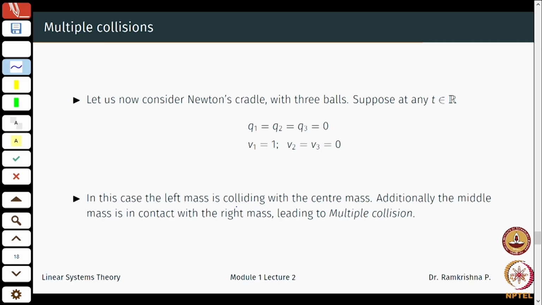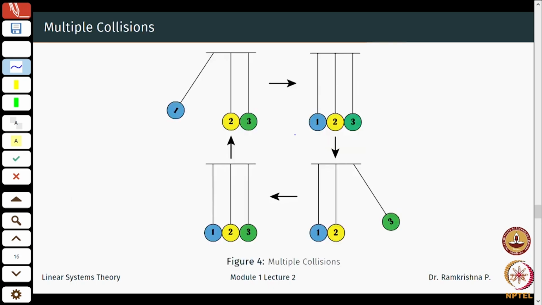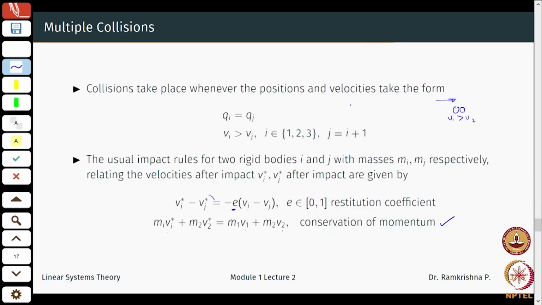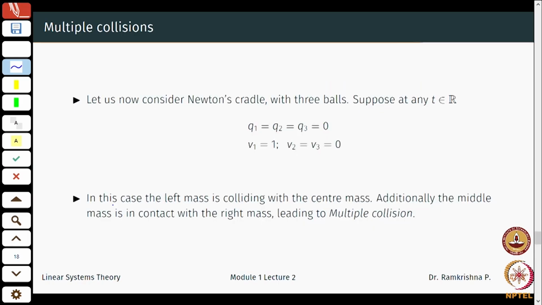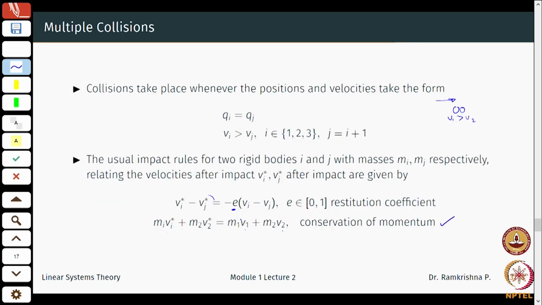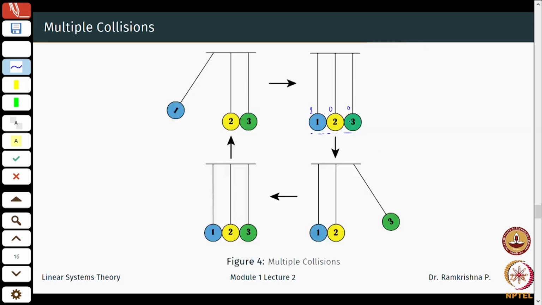Let us start with this. Say at time t equal to 0, I have the velocities 1, 0 and 0, just before collision. In this case, the left mass is colliding with the center mass, and the center mass is also in contact with the right mass. So this will collide with this, and this will collide with this.